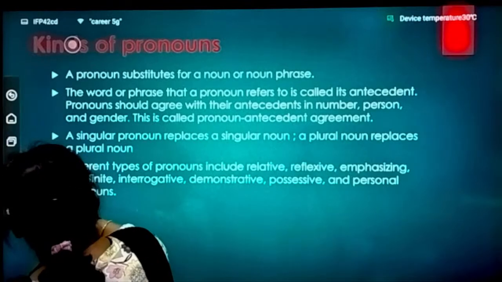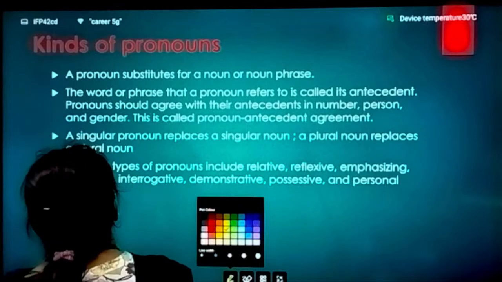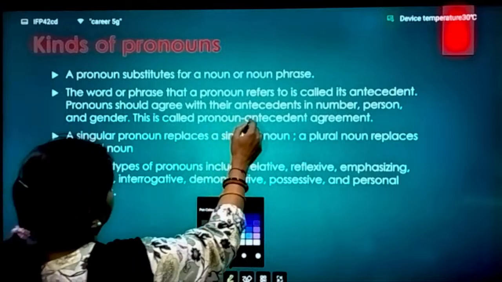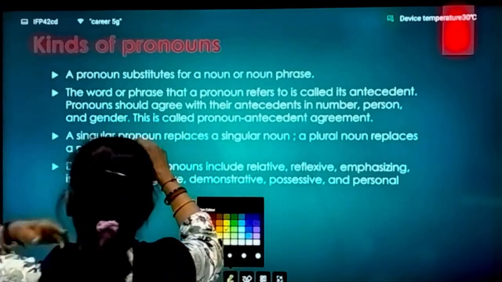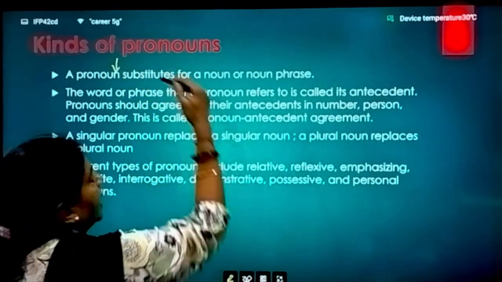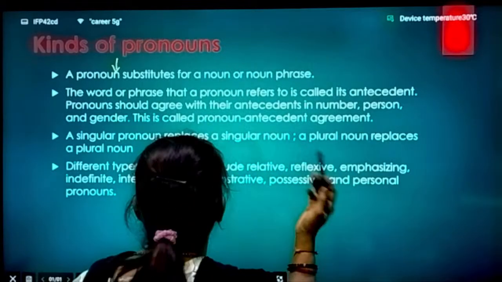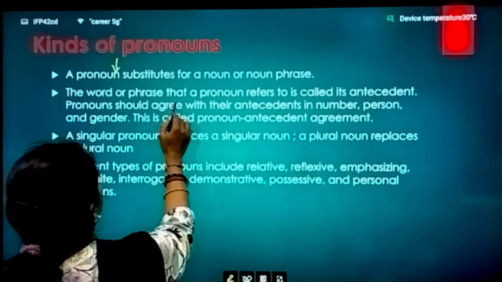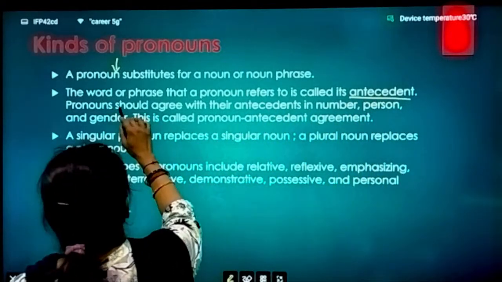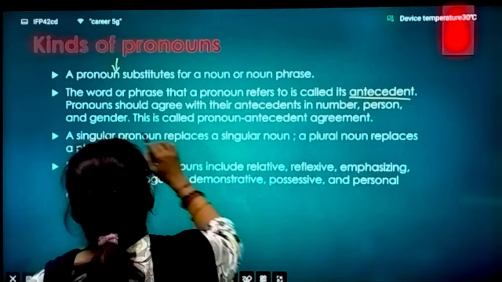So let's do it with the kinds of pronouns. Pronouns substitute for a noun or a noun phrase. So they are like twin brothers or twin sisters, noun and pronoun. They are there to substitute for each other, noun or phrase also. The word or the phrase that a pronoun refers to is called an antecedent.